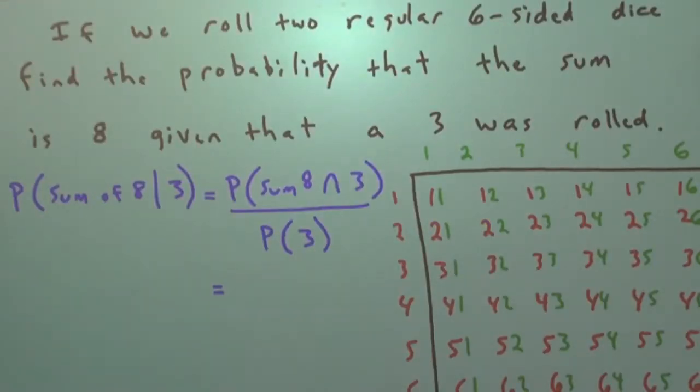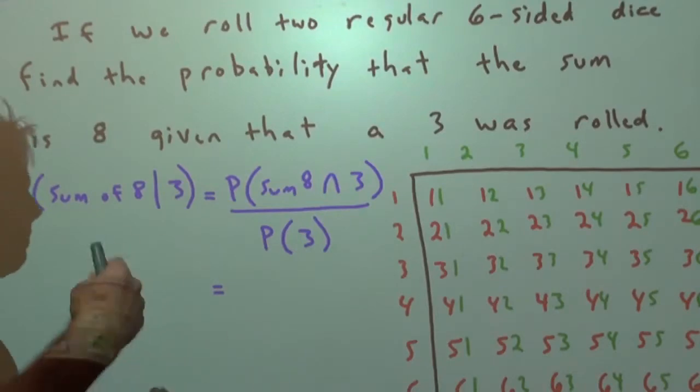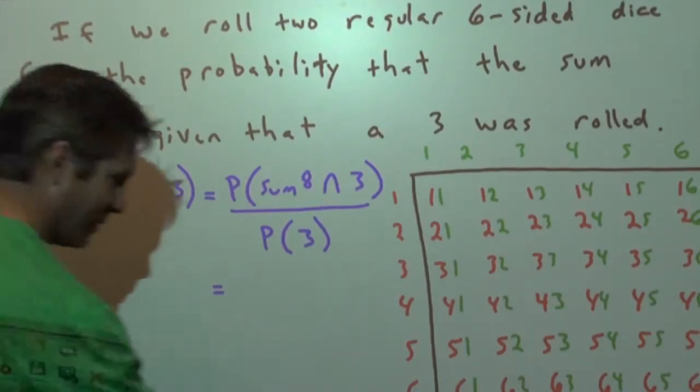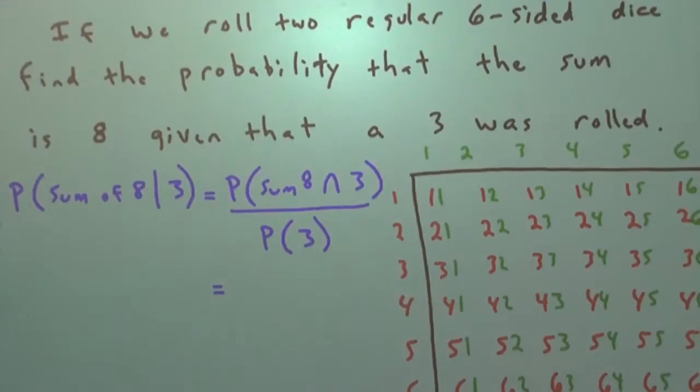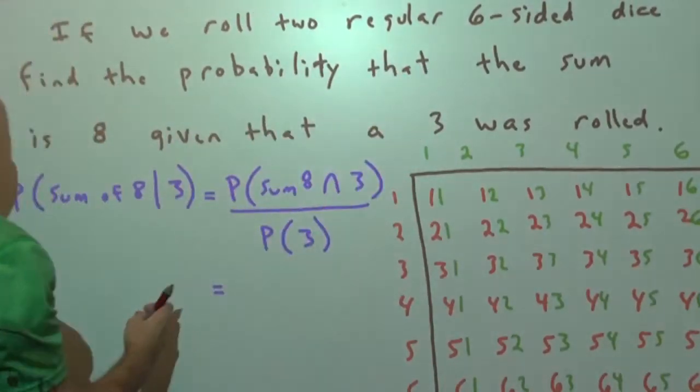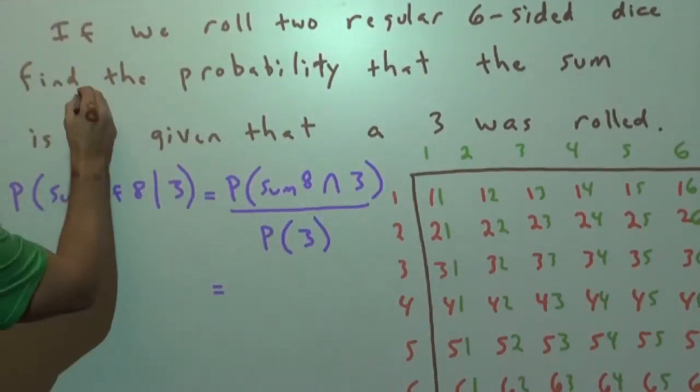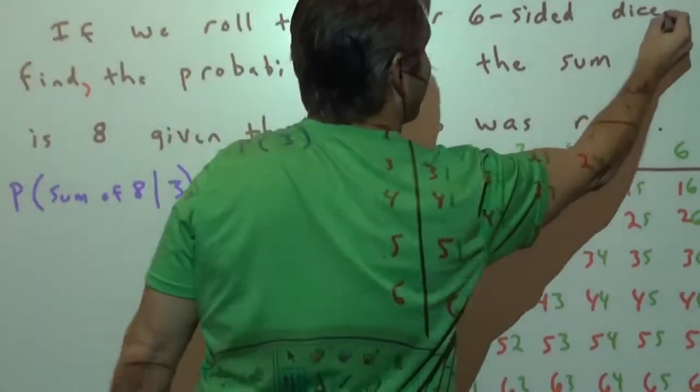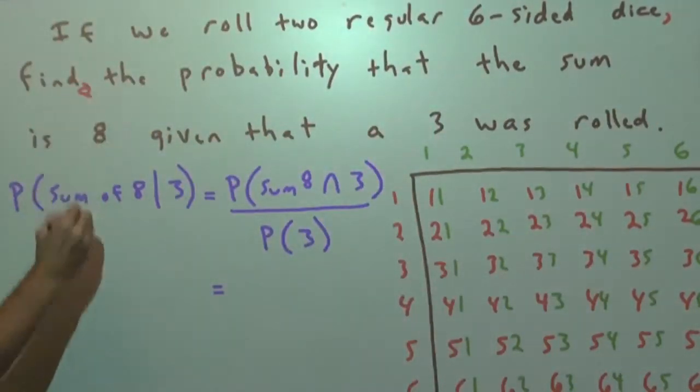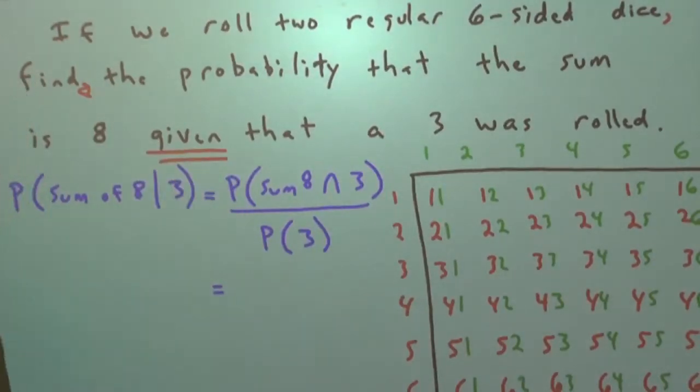If we have this situation, it's a little sneakier. If we roll 2 regular 6-sided dice, find the probability that the sum is 8, given that a 3 was rolled. We need a little bit of English going on here. So let's analyze this effectively. We're going to find the probability that the sum is 8, given that a 3 was rolled. So this is how we're going to write it. The sum is 8, that's what we're trying to find, but knowing that a 3 was rolled on the 2 dice. So here's what we're going to do. We're going to follow the formula.